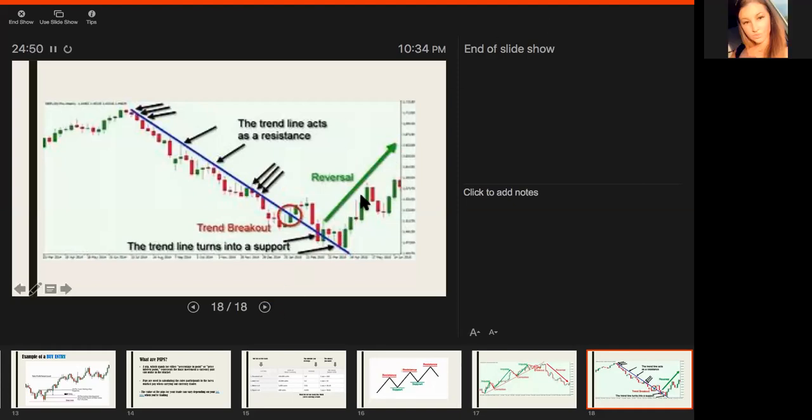Okay, so let me show you guys my TradingView real quick and show you in more realistic terms. Does anybody have any questions on anything at all?